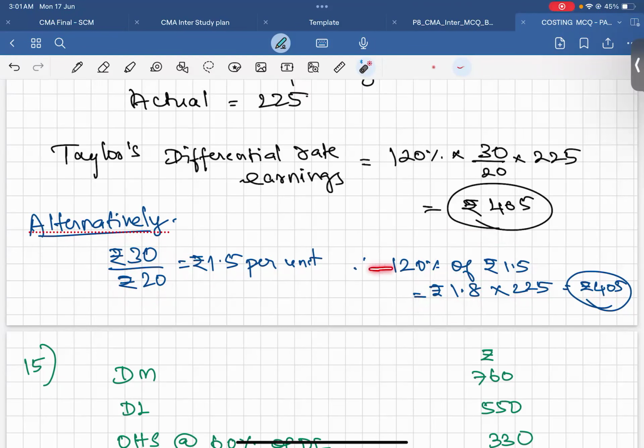Okay, this is the first step, and then this is the second step. You will get the value, 120 percentage of 1.5 will give you 1.8. On that, multiply the actual output, that is 225. You will get your answer, 405.